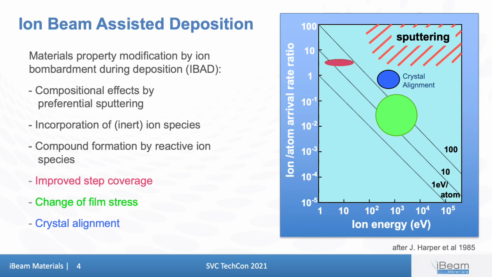Ion Beam Assisted Deposition, or IBAD, is a process that is widely used in industry for a variety of effects. However, we are doing something very specific, which is texturing or crystal alignment, and that occurs in a very narrow region of phase space.